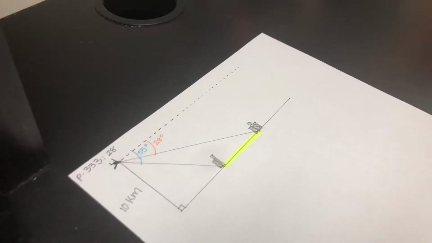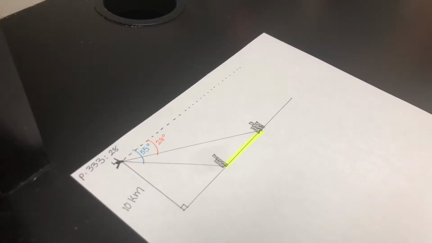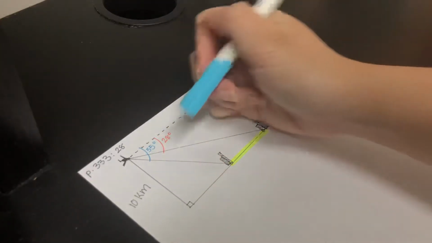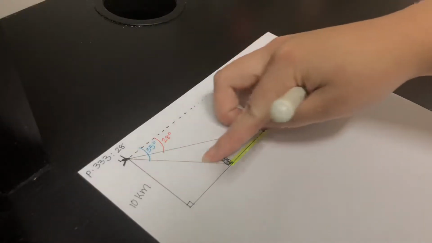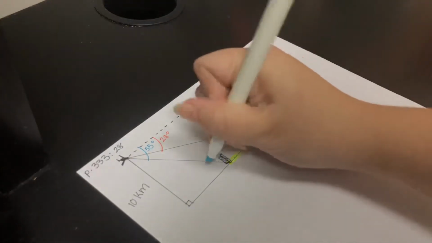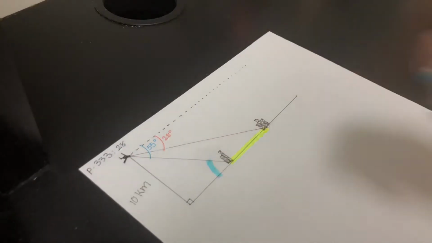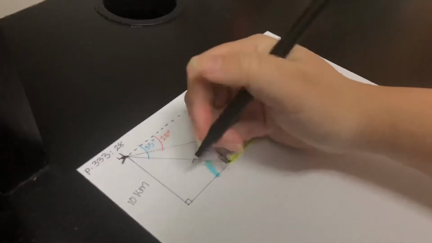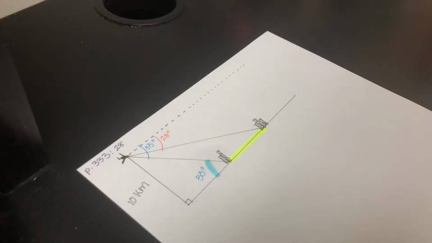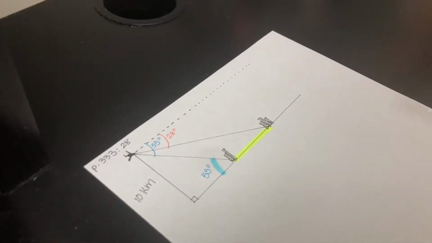Using our prior knowledge of triangles, we know that if this angle is 55 degrees and this one shares the same length here, then this one would also have to be 55 degrees as well. So if we highlight that in the same color, that would also be 55 degrees. And this will help us set up when we do our trigonometry ratios.